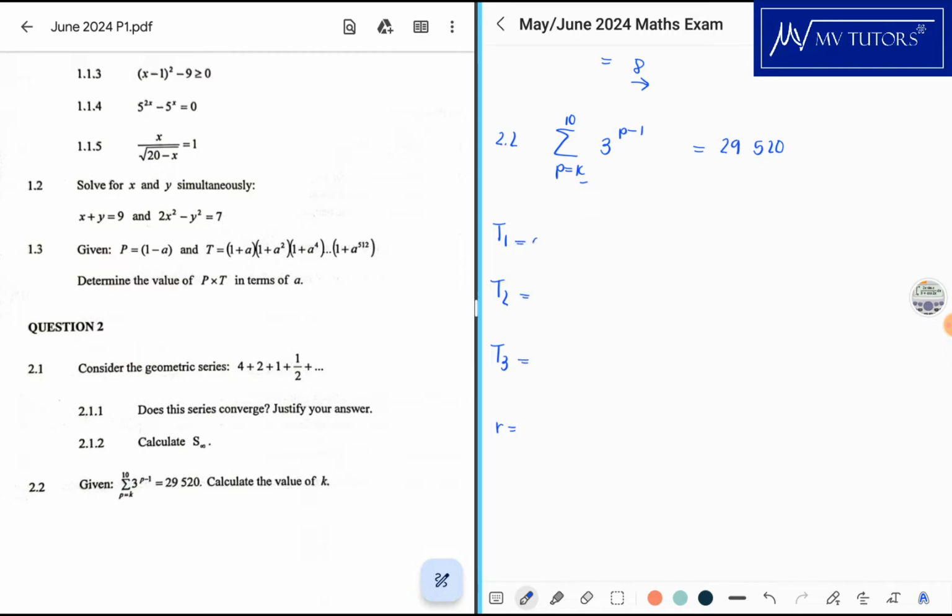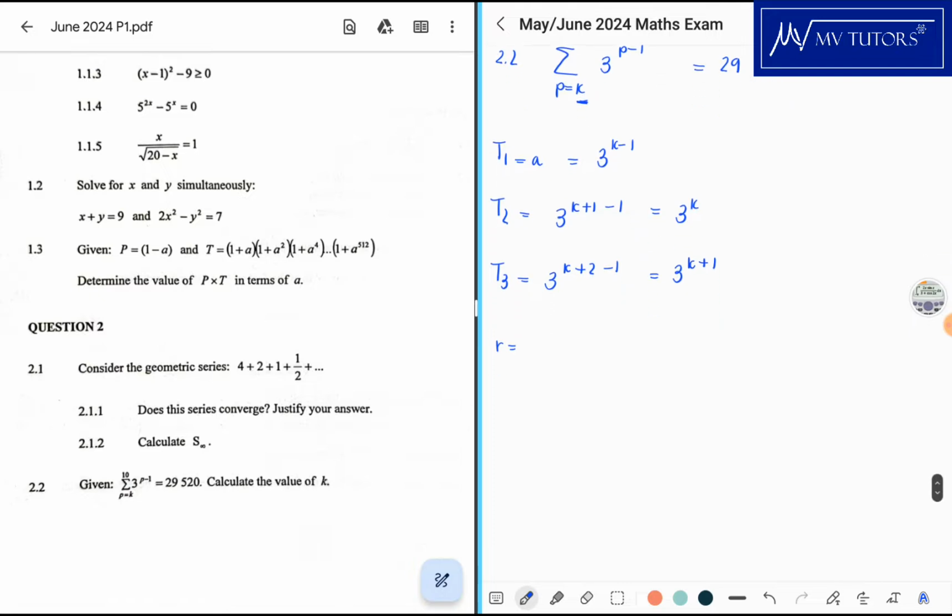Remember the first term is equal to a. So how do we get the first term? Firstly, you substitute whatever is here in the place of p. So we're going to have 3 to the power k minus 1. And then for the following terms, you just add 1 to it. So it will be 3 to the power k plus 1 minus 1, and then 3 to the power k plus 2, because you keep adding 1 more. If we simplify this, we're going to get 3 to the power k, and for the third term, 3 to the power k plus 1.